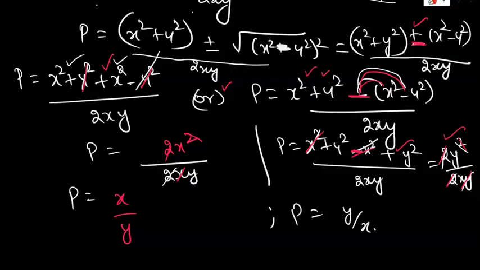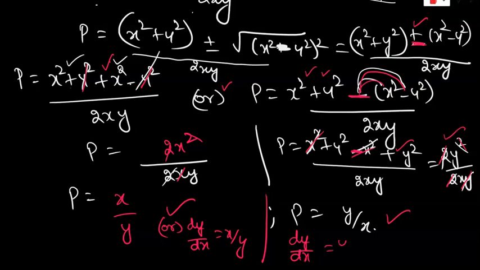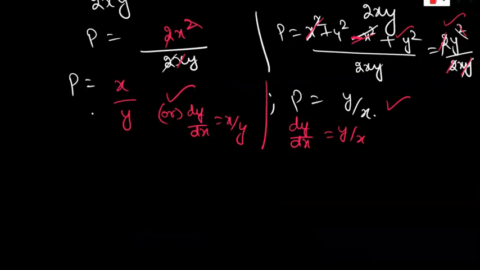Now we have simplified this quadratic equation, or we have factorized it into two terms. What is the first one? p is equal to x by y, which is the same as dy by dx is equal to x by y. This is my first differential equation. The second one is dy by dx is equal to y by x. This is the second differential equation. Now we are going to integrate this and try to get the solution.